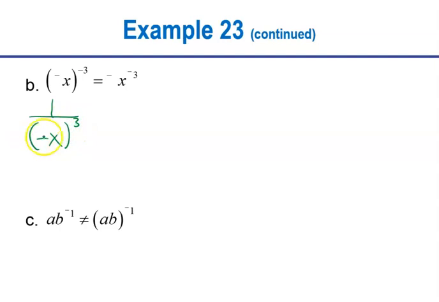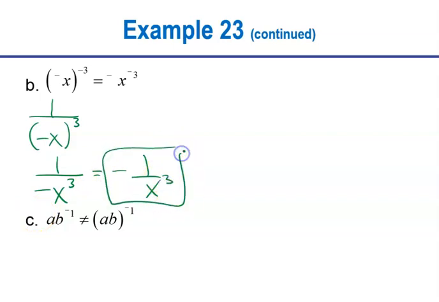But we know when we raise a negative to the third, that's the same as 1 over negative x to the third power, because the negative times the negative times the negative, 3 times overall, is a negative, and that can be written as negative 1 over x to the third. So this is the left-hand side.